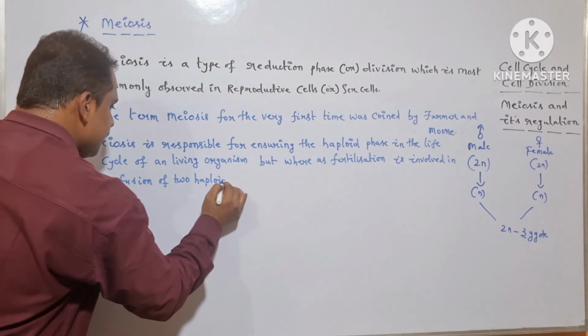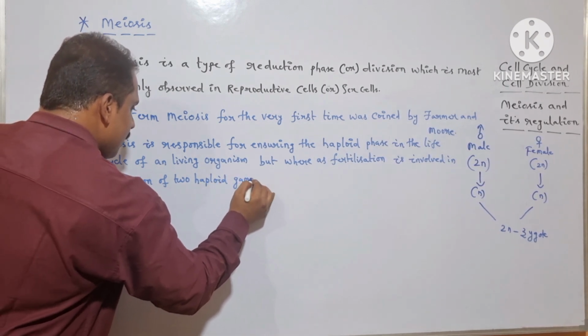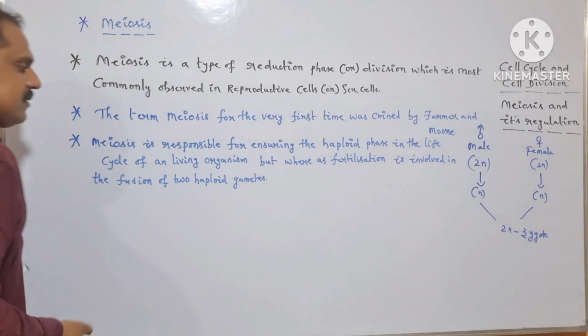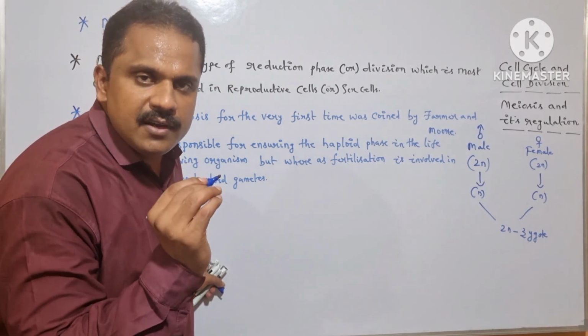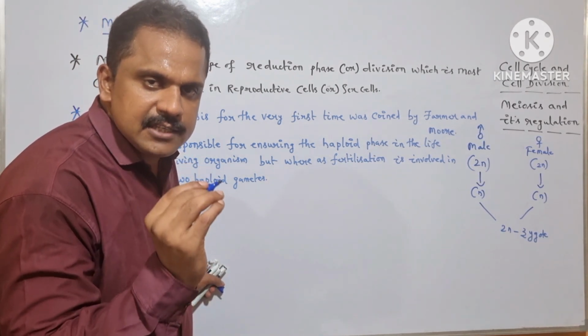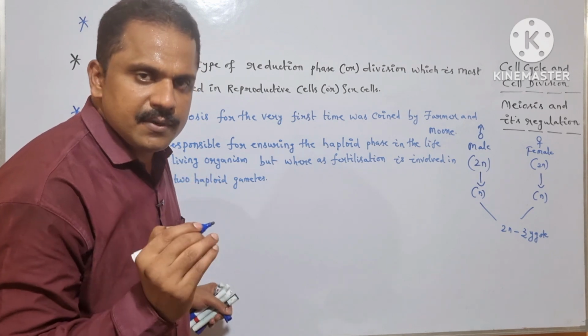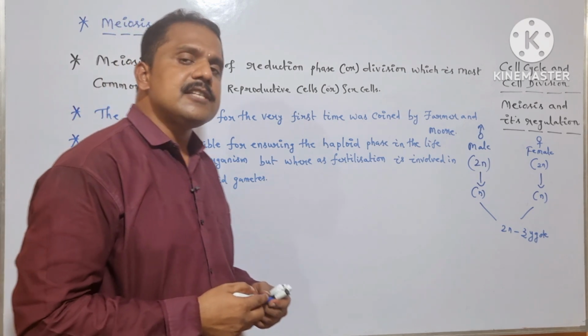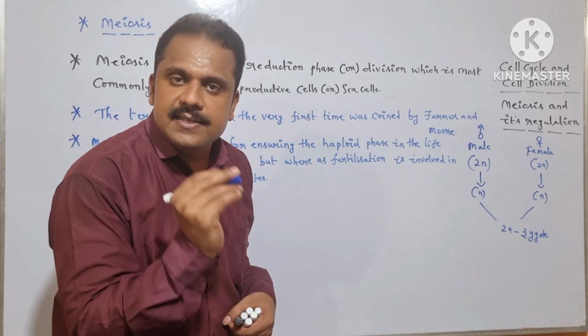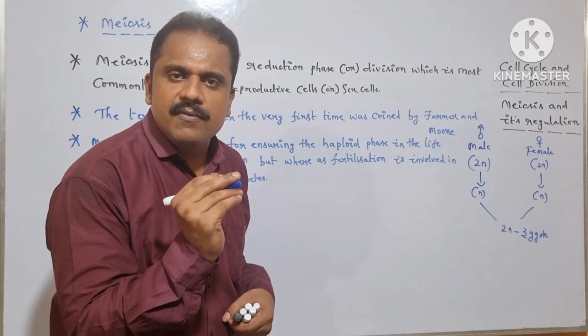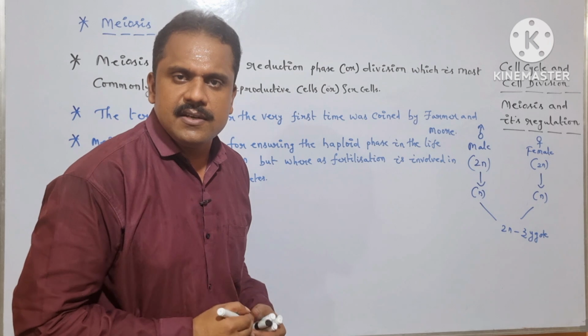Two haploid gametes, right? So here meiosis, the specific meiotic division, is responsible for giving rise to a young organism, or a young offspring. If we consider the meiotic division, it has certain salient features. So what are the various salient features of meiotic division?